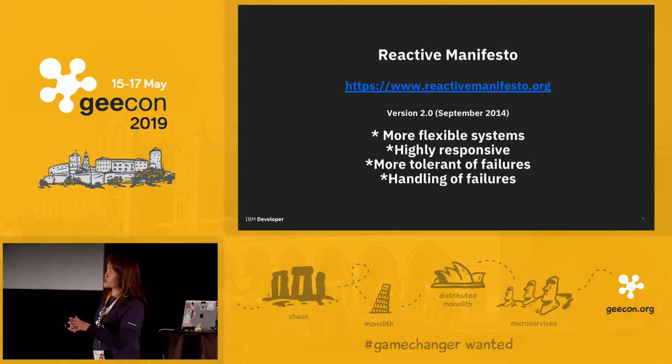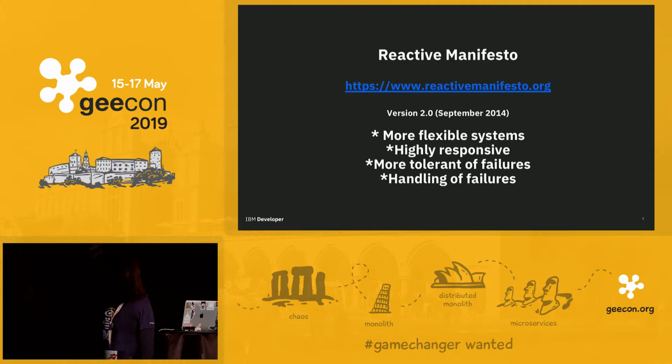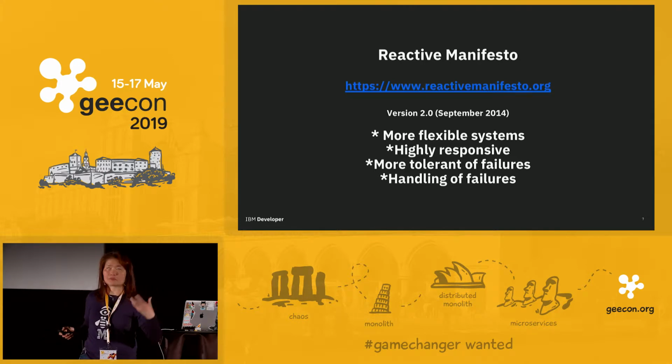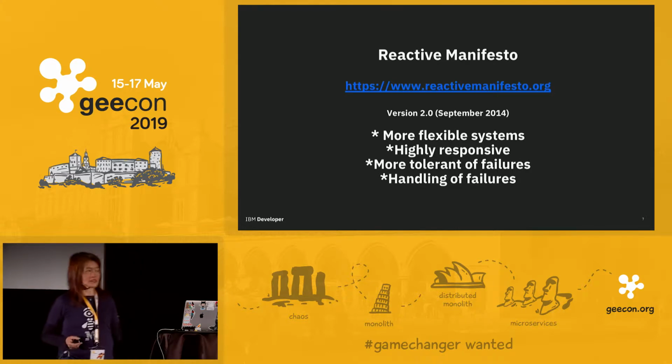Essentially, to summarize it first, it promises more flexible systems that are highly responsive and more tolerant of failures, and also in how it handles failures. So that's kind of a highlight of it. But we'll go into the next slide and talk about what the reactive systems principles are. And the latest version came out in September of 2014.